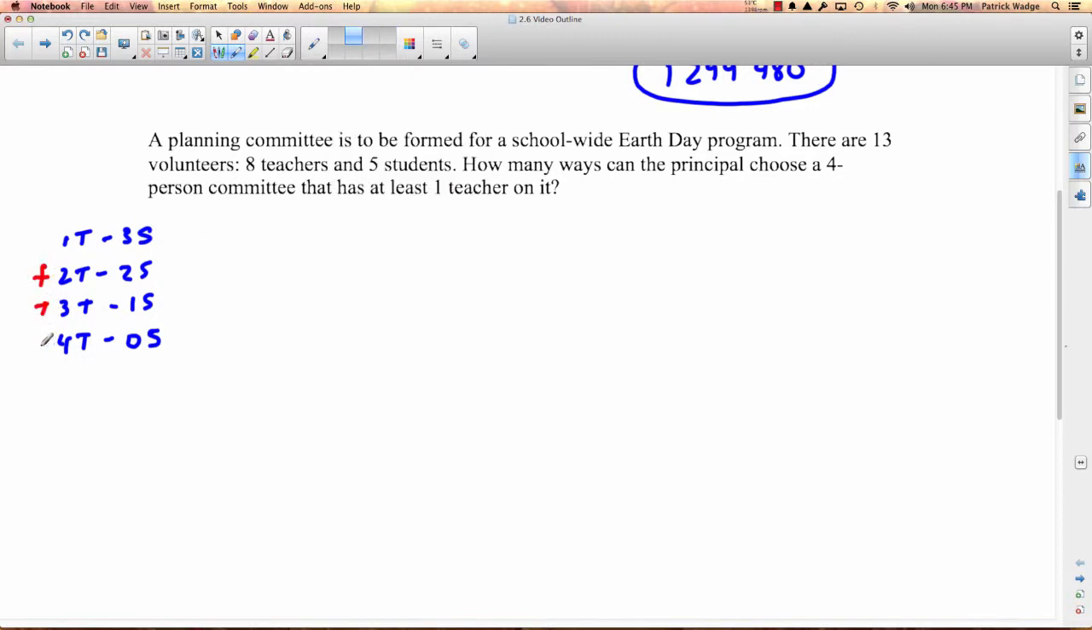Man, is this ever a lot of work. I wish there was a faster way to do this. Hint, hint, foreshadowing. Think how you could do this easier. But anyway, let's do it this way first, and then I'll do it the easier way.